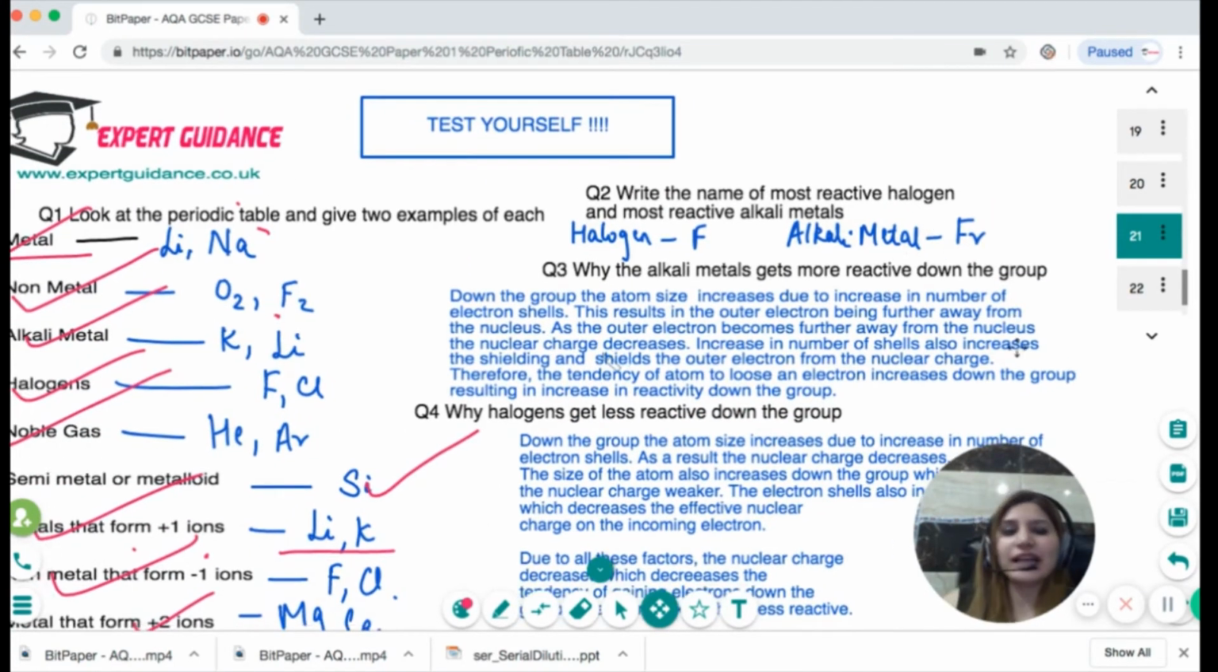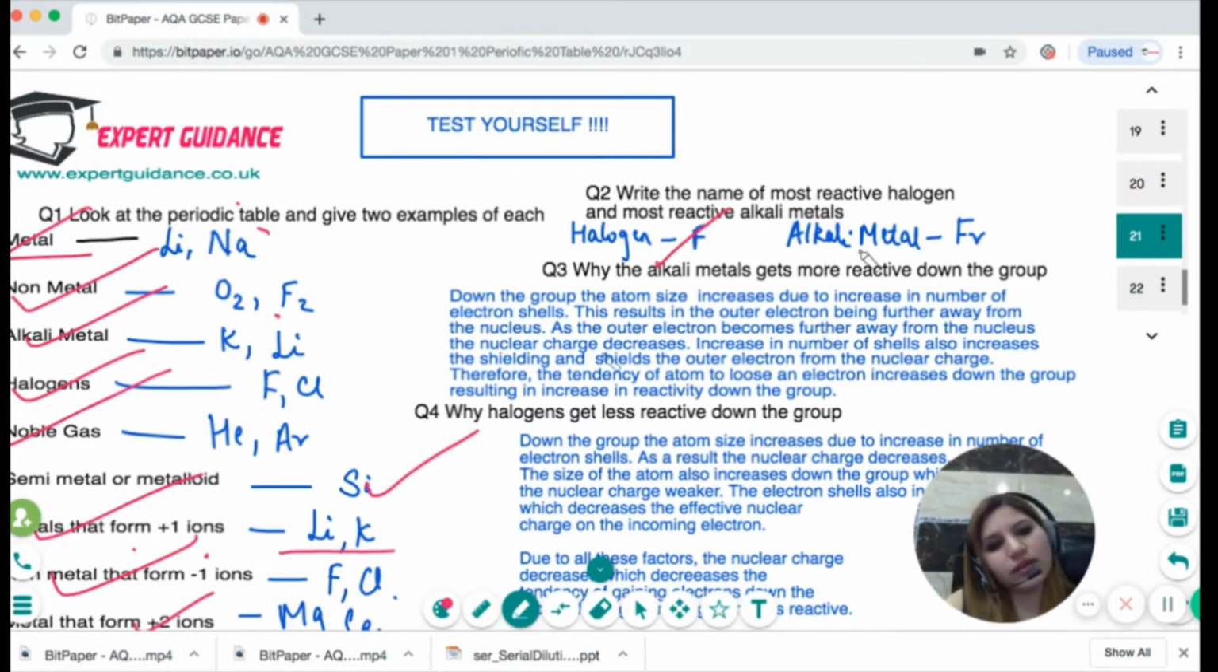The most reactive halogen, remember, is the halogen which is the top one, that is the fluorine, and the most reactive alkali metal is the bottom one, which is the francium. Why the alkali metal goes more reactive down the group? I know you know the answer. So down the group, the atomic size increases due to increase in number of electronic shell. This results in the outer electron being further away from the nucleus.